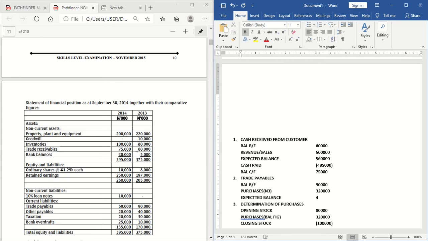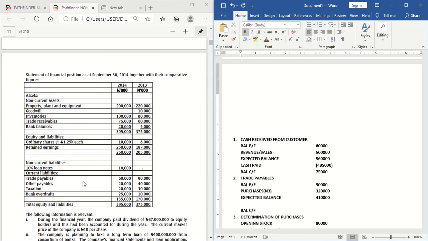That will give us 410,000. That's our expected balance. But if you check your statement of financial position, what is our balance carry forward? In my statement of financial position, it shows that I'm owing my trade payables 60,000. So how is it possible that expected balance is 410 but I'm owing 60,000?